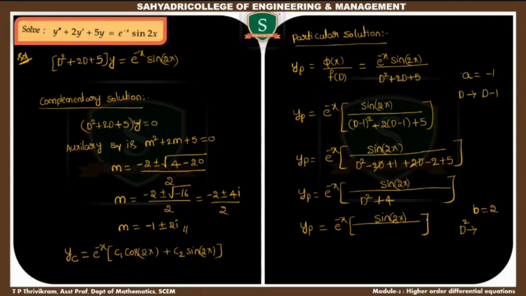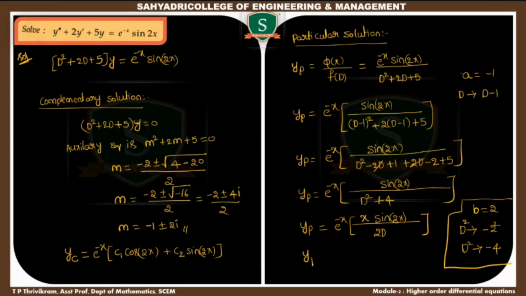So in type 2, what we did? In the place of D square, we have to substitute minus a square. Here 2 is the value, that means minus 2 square you need to substitute. D square should be replaced with minus 4. So if you replace D square with minus 4, in the denominator you are getting 0. So whenever you are getting 0 in the denominator after substitution of D square value, at that time we need to differentiate the denominator and multiply x in the numerator. So here I have to write x, here 2D.